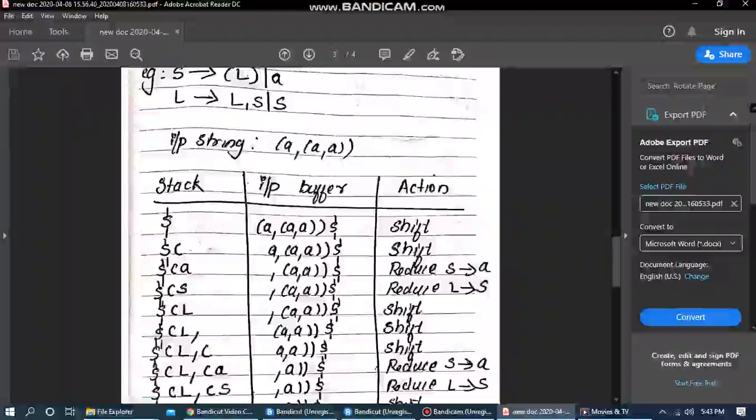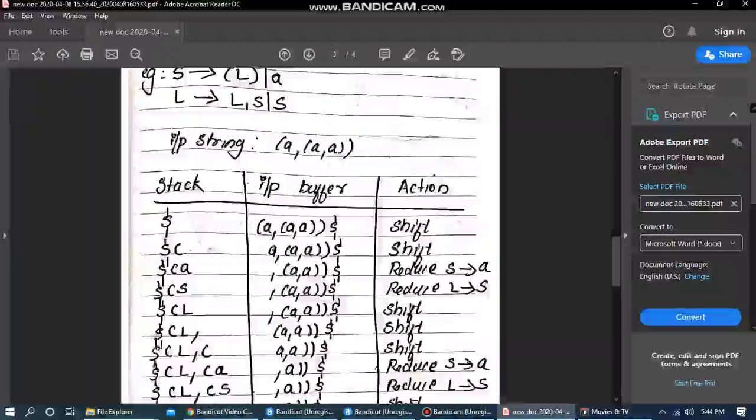Okay, after copying the input string as it is in the input buffer, just give a dollar symbol also at the end of the string in order to represent it is the end.